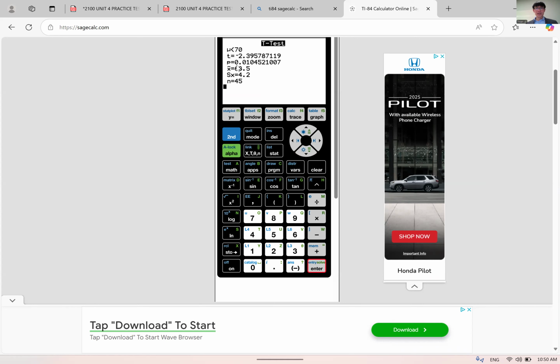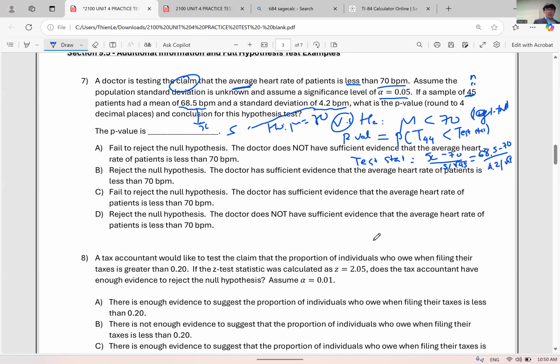In our case, the p-value is 0.01. Here, let's look at the significance level. We want alpha 0.05, and 0.01 is less than 0.05, which means you can reject. Your p-value is less than the significance level, so reject H naught. So B: reject the null, the doctor has sufficient evidence that the average heart rate variation is less than 70. When you reject the null, you support the alternative. So B should be the correct choice.